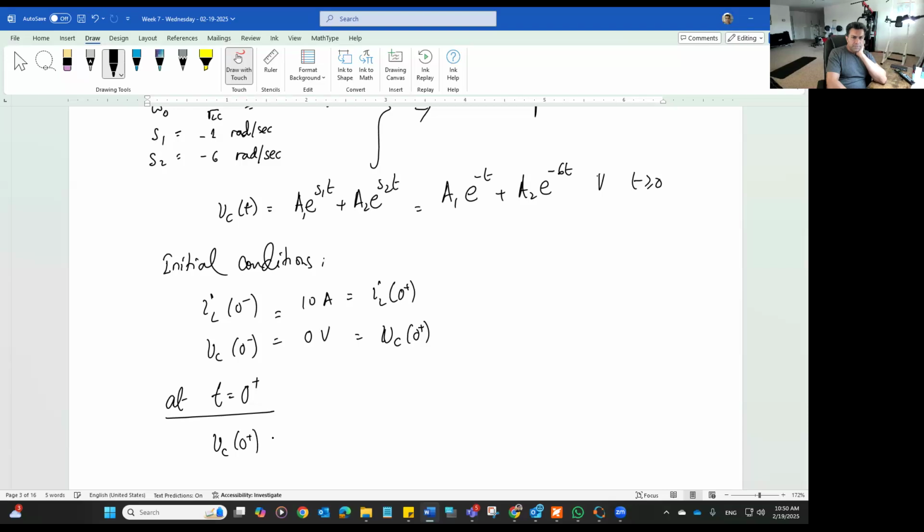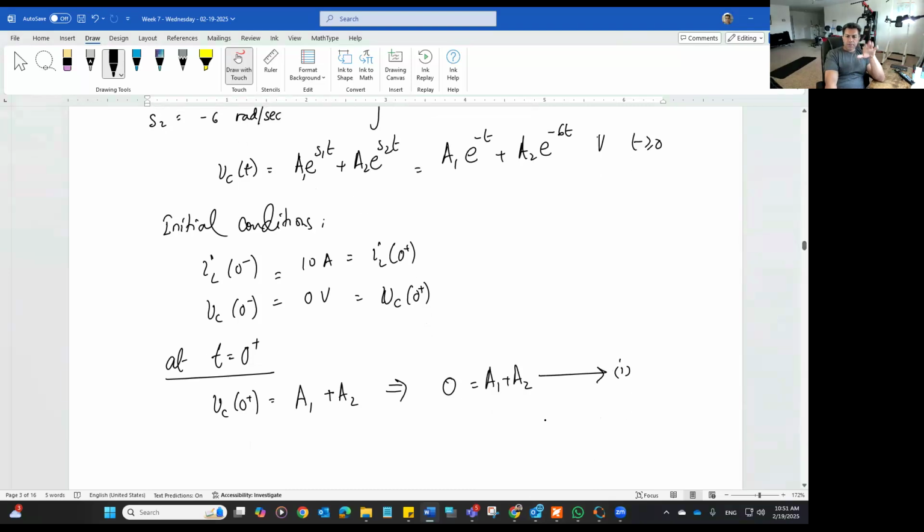VC(0+) equals A1, and e to the power 0 will be 1. Both e to the power s1t and e to the power s2t become 1 when you put t equals 0 or 0 positive. So you have A1 plus A2, and VC(0+) is 0. So you will get equation number 1, which is A1 plus A2 is equal to 0. That's easy. The first equation is always easy.